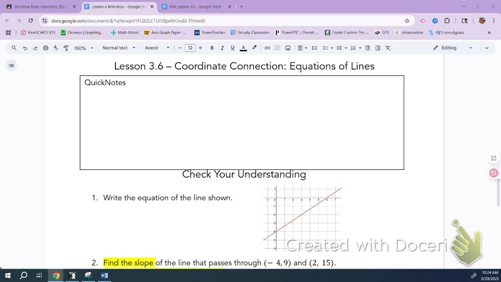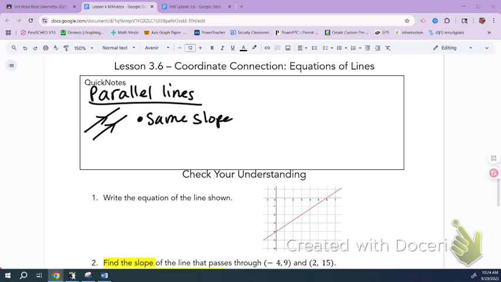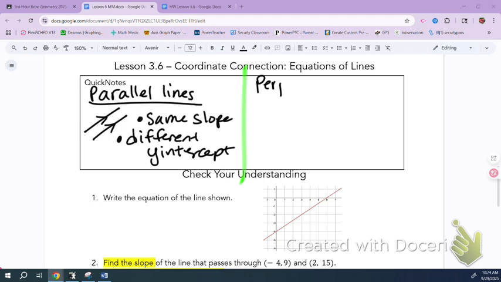Parallel lines. We've talked about parallel lines in geometry. They never intersect. We have notation to mark them in geometry, but today we're talking about the algebra application. So they have the same slope. They have a different y-intercept. Now, parallel lines are the easier one. Perpendicular is harder.